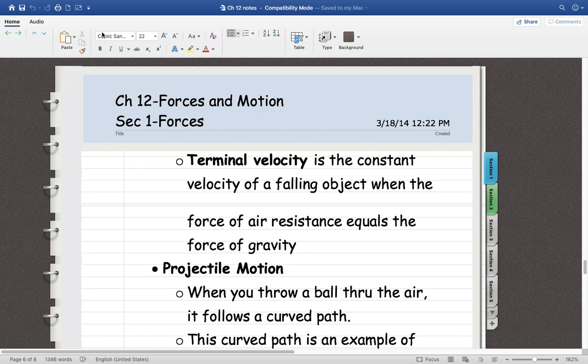It's when the force of gravity and the force of air resistance equal each other. So the force of gravity is pushing down on the object. Force of air resistance is pushing up on it, and when it equals out, that's terminal velocity. There's a picture of it in your book.